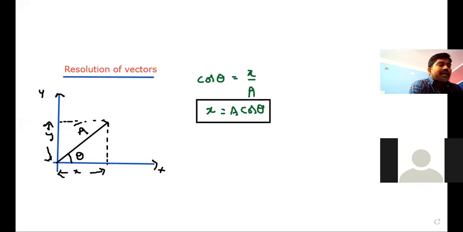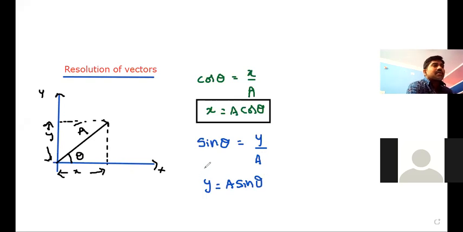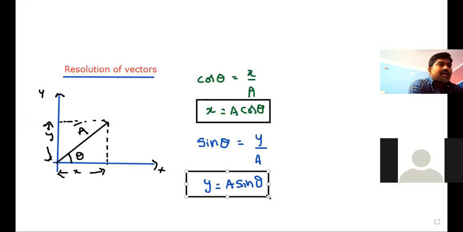When it comes to the y component, here also it will form a right angle triangle. If I consider the formula for sine theta, what will it be? Sine theta means opposite side by hypotenuse. Opposite side means y only, the length of this line. So y by the magnitude of a bar, that is a. Then y is a sine theta. So the x component is a cos theta and the y component is a sine theta.